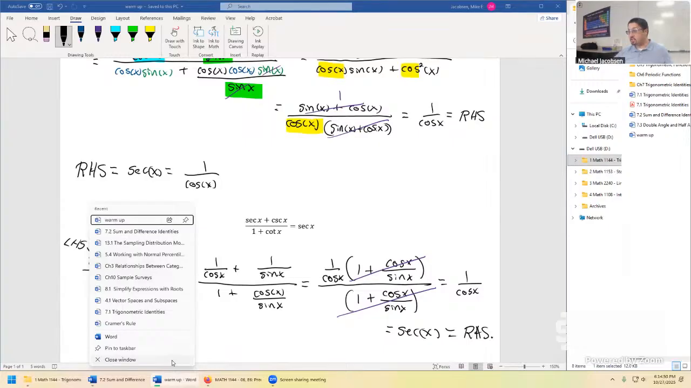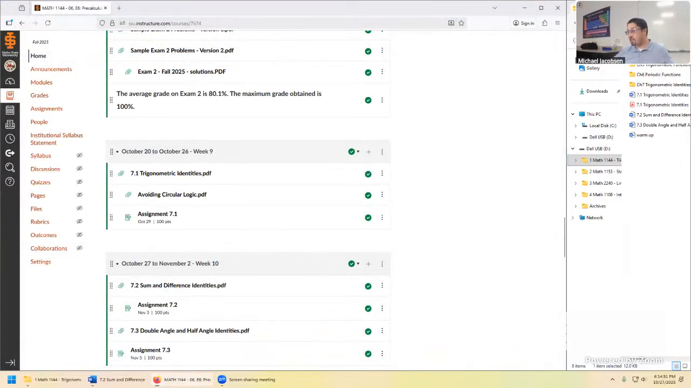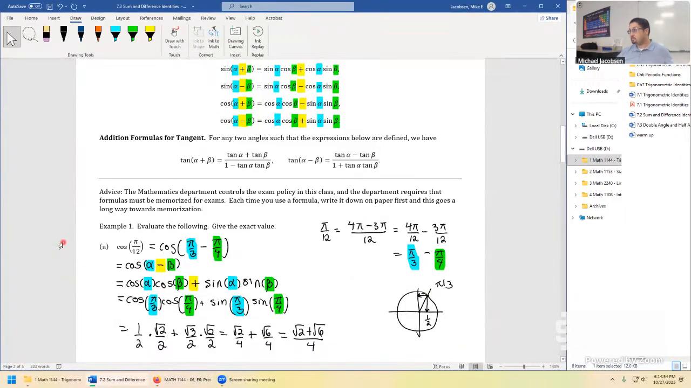So let's jump back to section 7.2 then. Here's where we left off on Wednesday. It's kind of a rough screen to come back to, so let's let our eyes adjust. We have the addition formulas, sometimes called the sum and difference formulas, or identities. There's really 6 of them altogether.